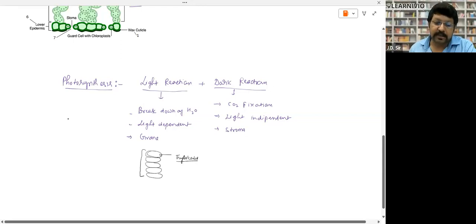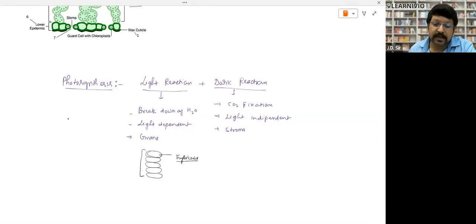Then what is the dark reaction? Dark reaction is carbon dioxide fixation. Plants take carbon dioxide in the form of gas, but they fix it. What does fixation mean? It means they convert carbon dioxide into some chemical, right? This is a light independent reaction, which means this reaction does not require light. That's why we call it dark reaction. It doesn't mean that it takes place in the dark. It does not require light. That's why we call it dark reaction, right? This reaction takes place in the stroma.